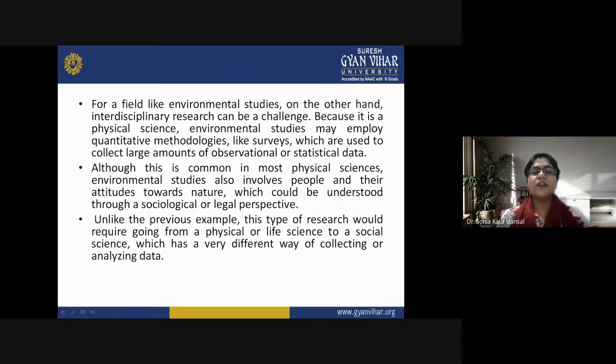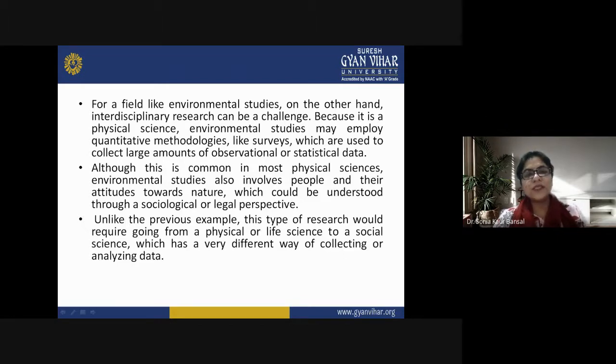For a field like environmental studies, on the other hand, interdisciplinary research can be a challenge. Because it is a physical science, environmental studies may employ quantitative methodologies like surveys, which are used to collect a large amount of observational or statistical data. This is common in most physical sciences, but environmental studies also involves people and their attitudes towards nature, which could be understood through sociological or legal perspectives.